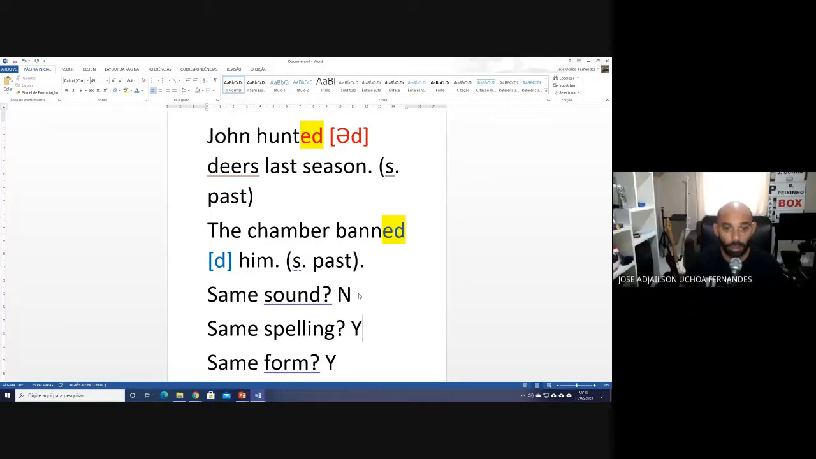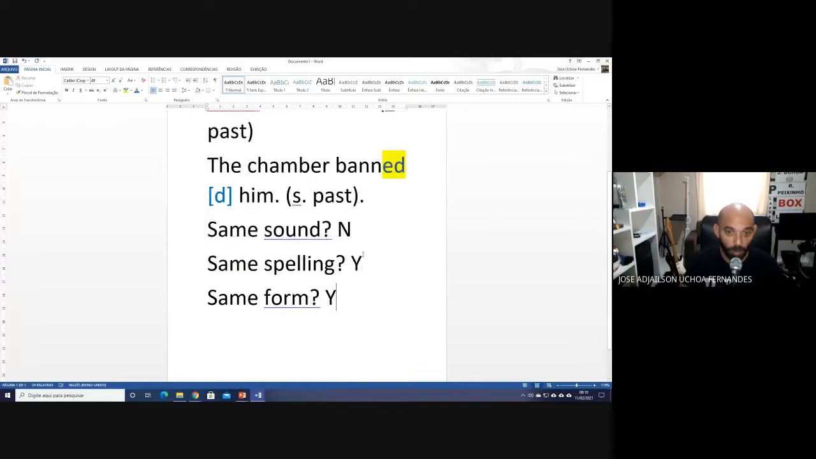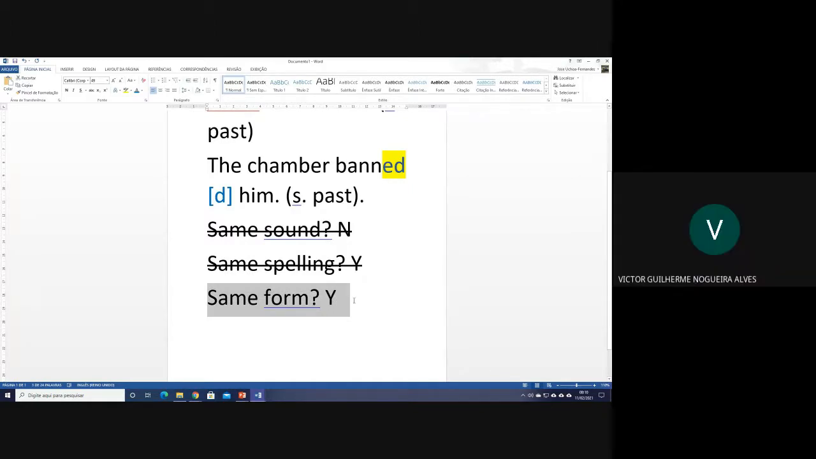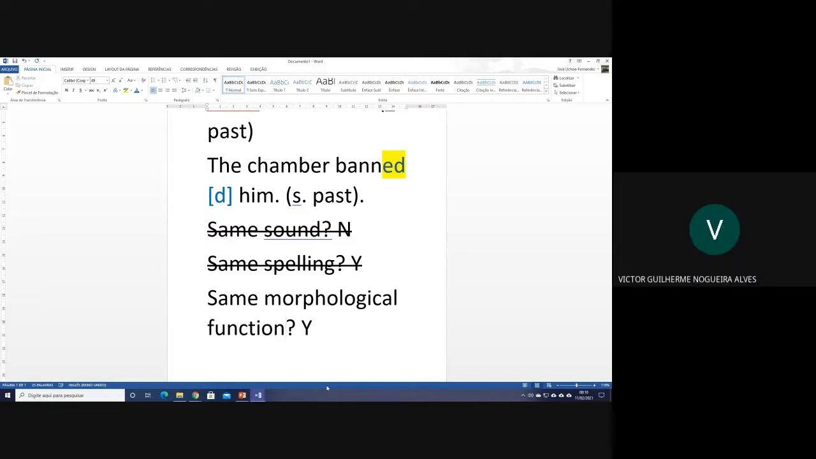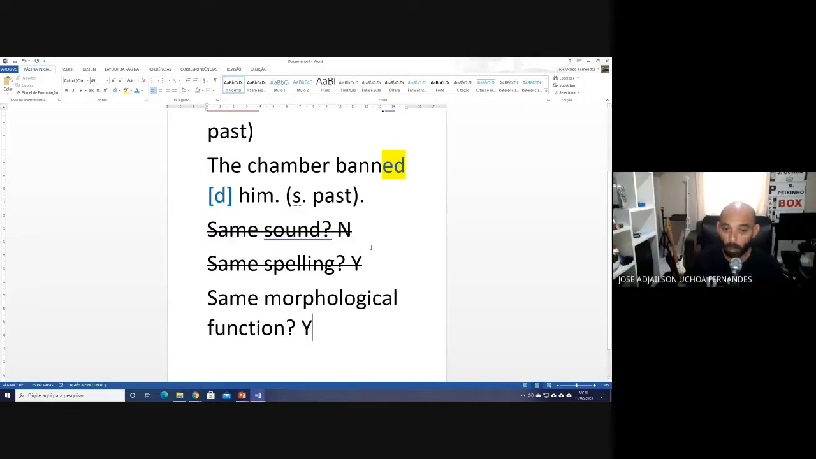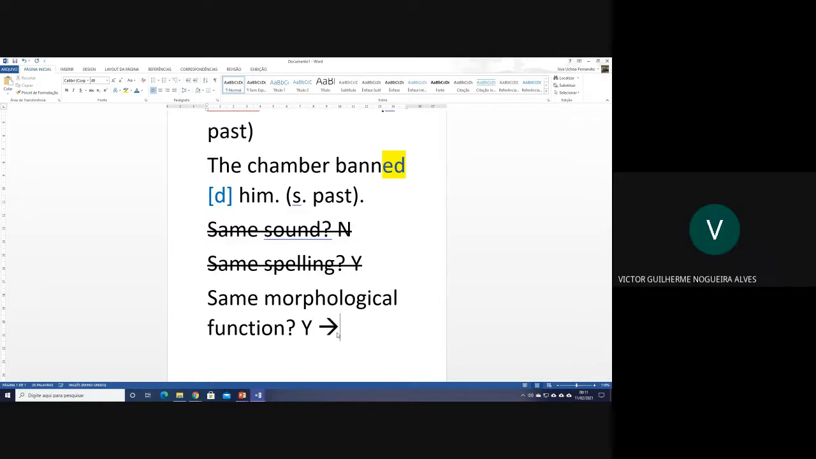But when I'm talking about allomorphs, these two answers here are not that relevant. What matters for me is if this answer is yes. If I have the same form, and when I mean the same form, the same morphological function, if the answer is yes, although spelling is different, although the sound is different, no matter what I have here, it's an allomorph.